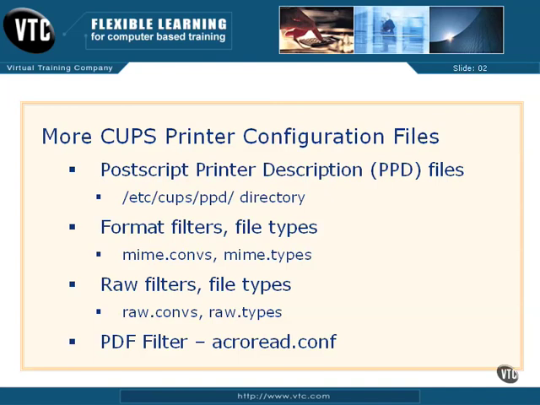Format filters and their associated file types are configured in the mime.convs and mime.types files. Filters associated with raw print jobs, along with their corresponding file types, are configured in the raw.convs and raw.types files. If you print out PDF files, say from KPDF or Adobe Acrobat Reader, those files are processed through the acroread.conf configuration file.